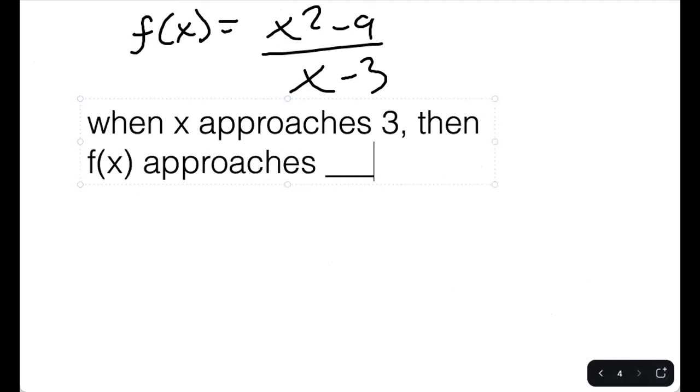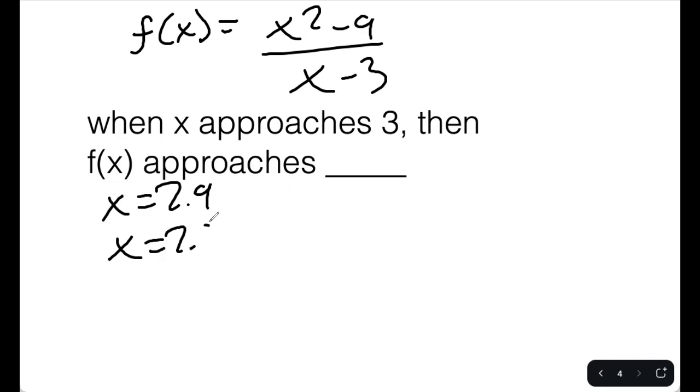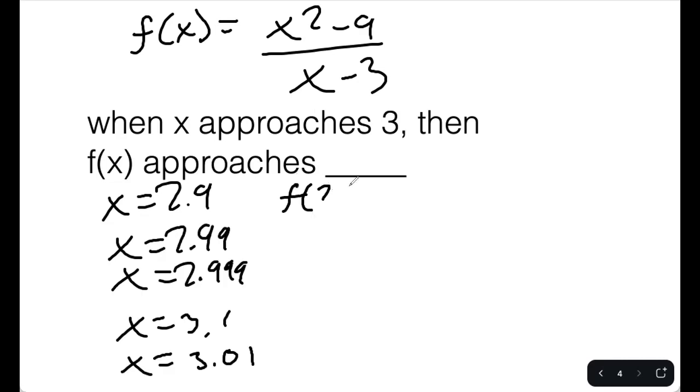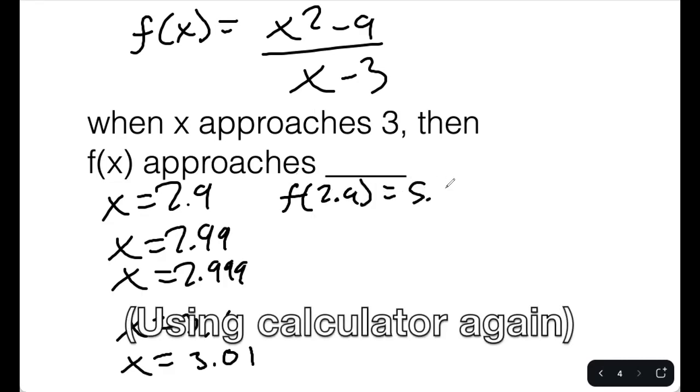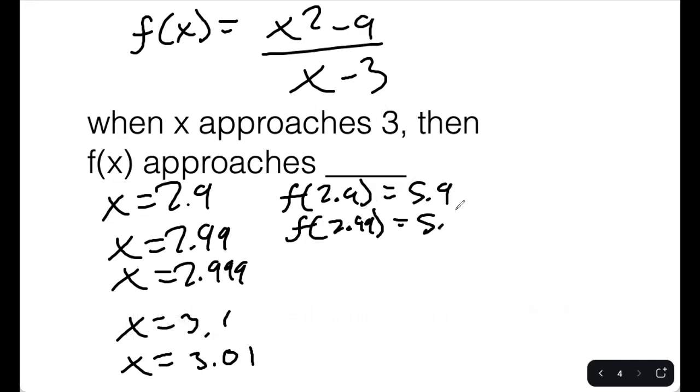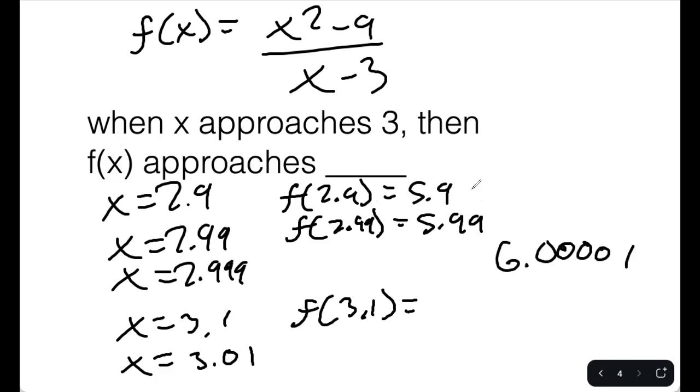So we should probably do this the same way we did the other one. Plugging in 2.9 here, you get 5.9. Plugging in 2.99 here, you get 5.99. We're approaching 6, it looks like. We're guessing we're approaching 6. Maybe we're not actually. We could be approaching 6.0001 or something, but I'm guessing we're approaching 6.